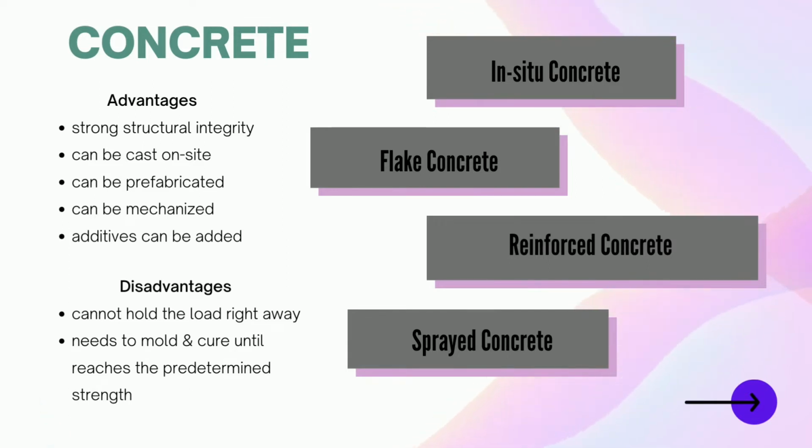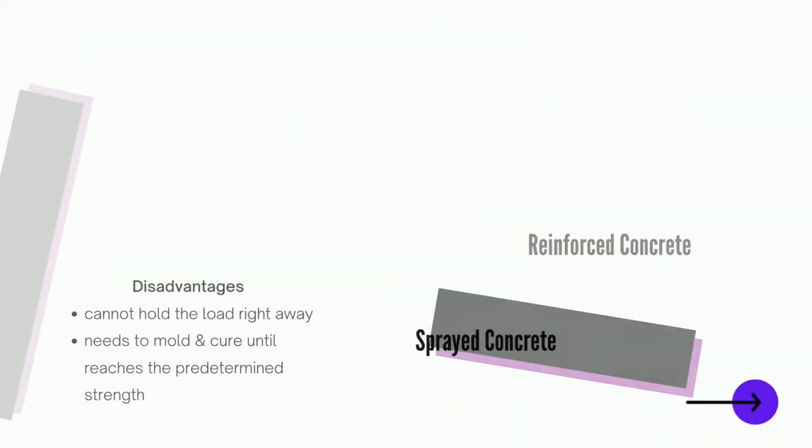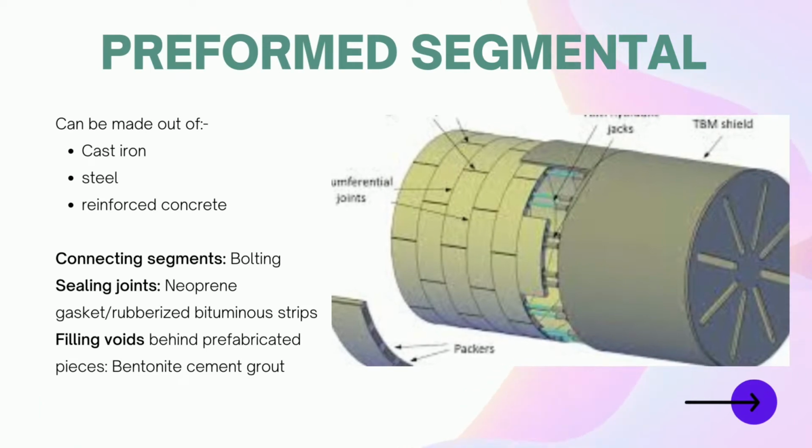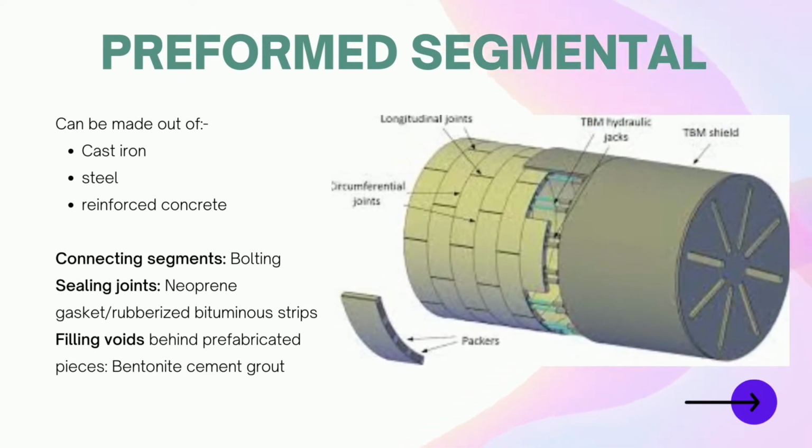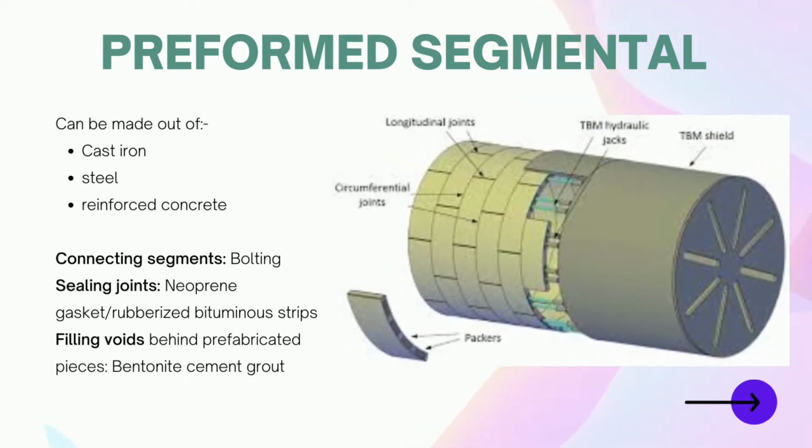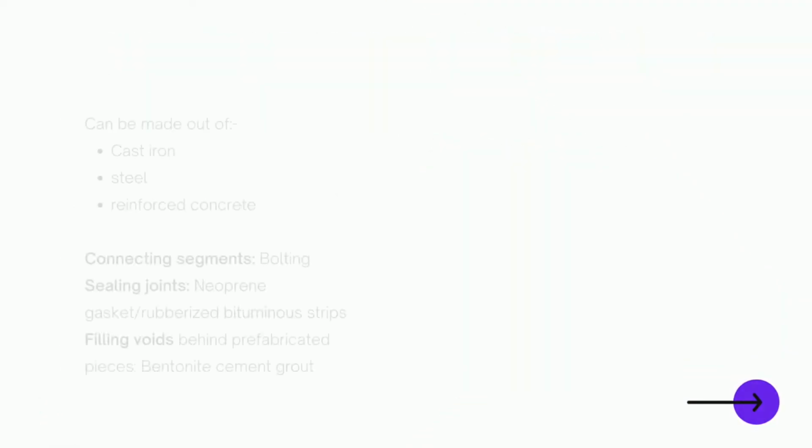So there are a few types of concrete lining, which are in situ concrete lining, flake concrete lining, reinforced concrete lining, and sprayed concrete lining. Lastly, a material that can be used to construct tunnel lining is preformed segmental. Preformed segmental can be made out of cast iron, steel, or reinforced concrete. In preformed segmental, it is important to pay attention to how to connect the segments and what product can be used to seal joints and to fill voids.